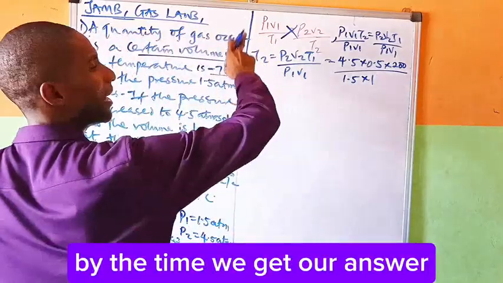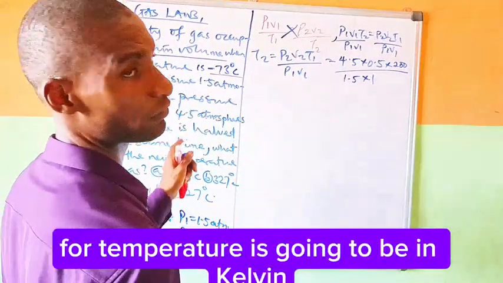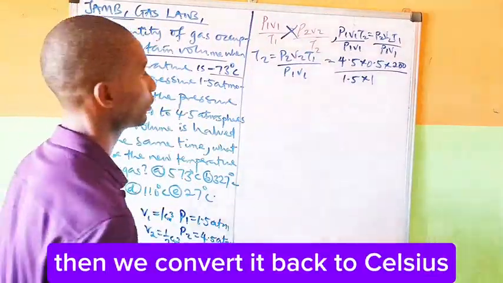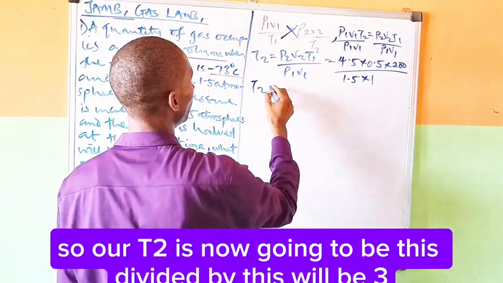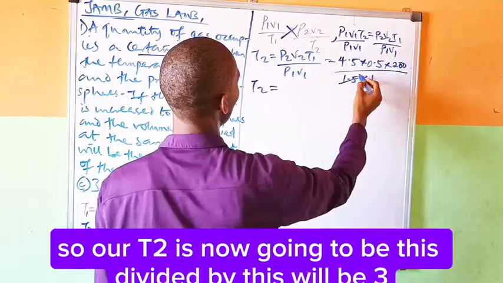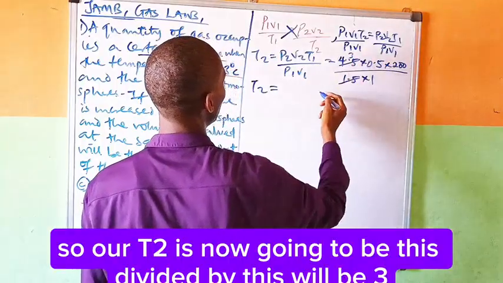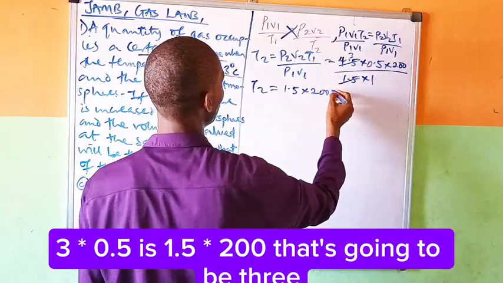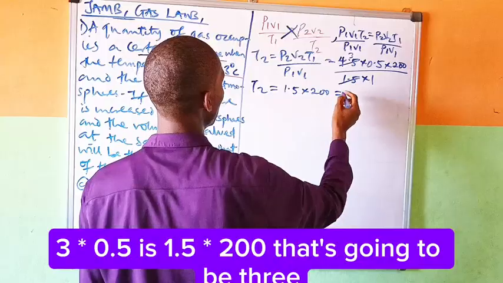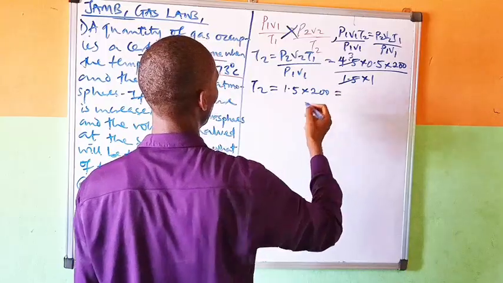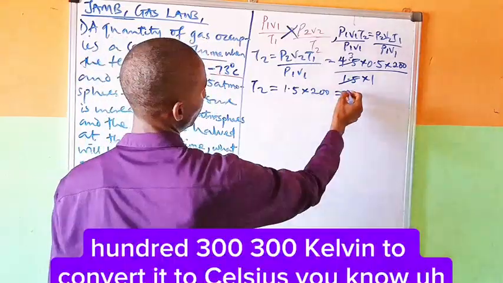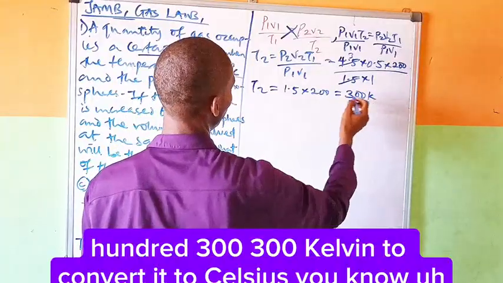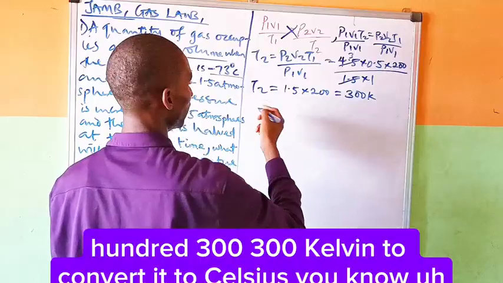By the time we get our answer, the temperature is going to be in Kelvin, then we convert it back to Celsius. So our T2 is now going to be this divided by this, which will be 3. 3 times 0.5 is 1.5, times 200. That's going to be 300 Kelvin.